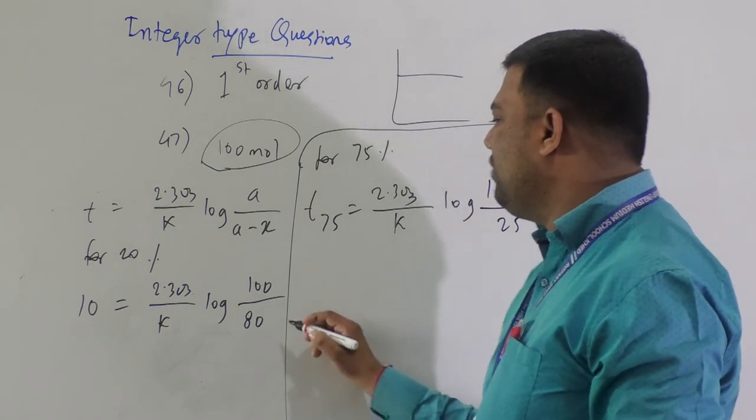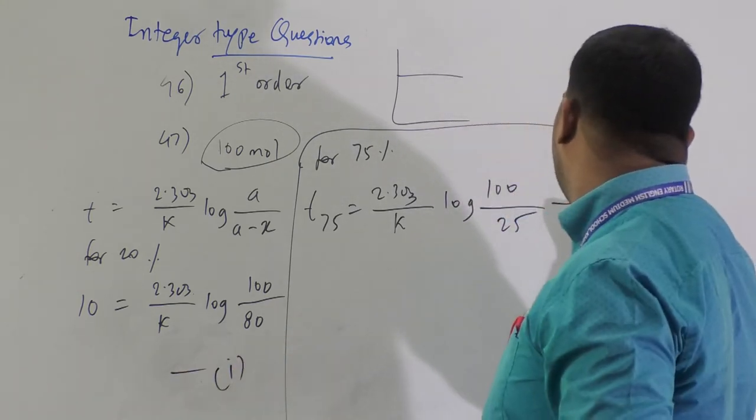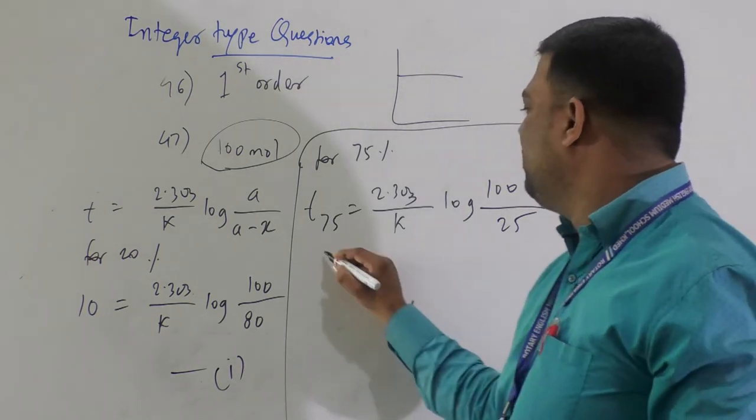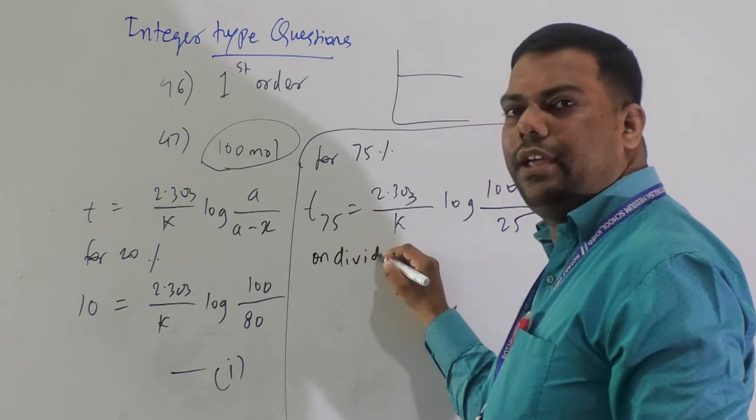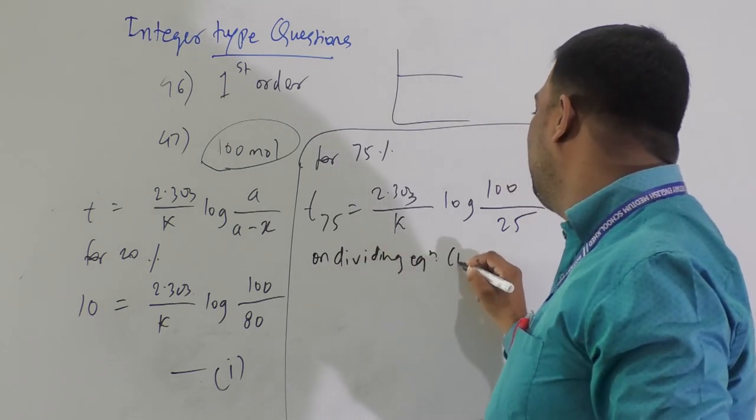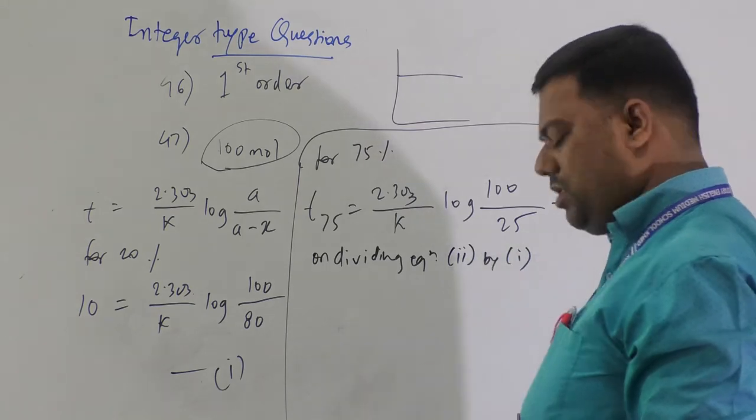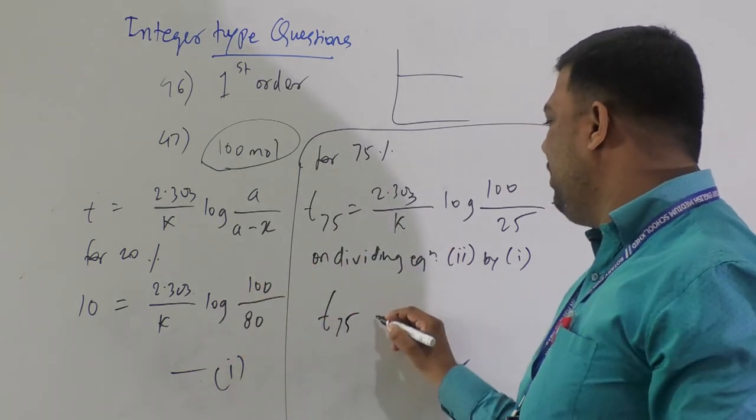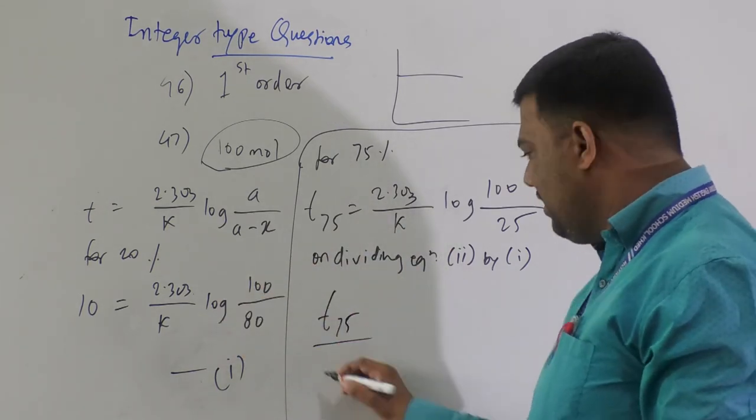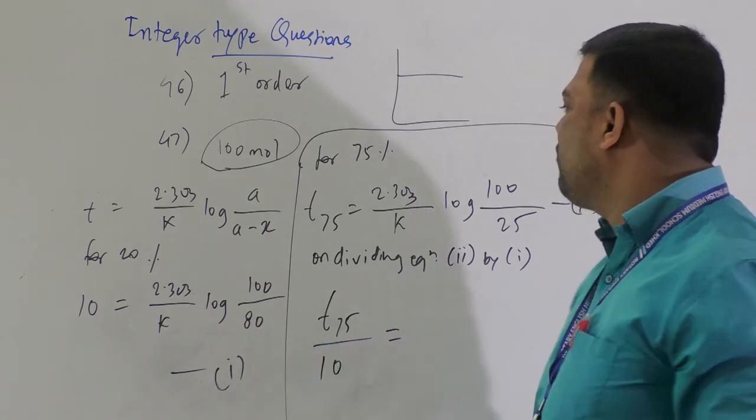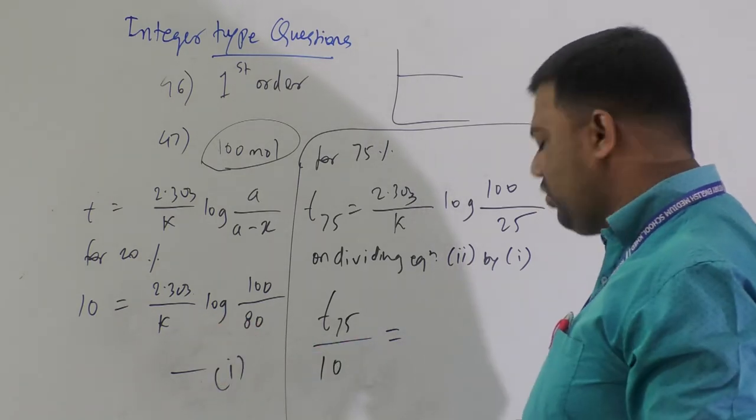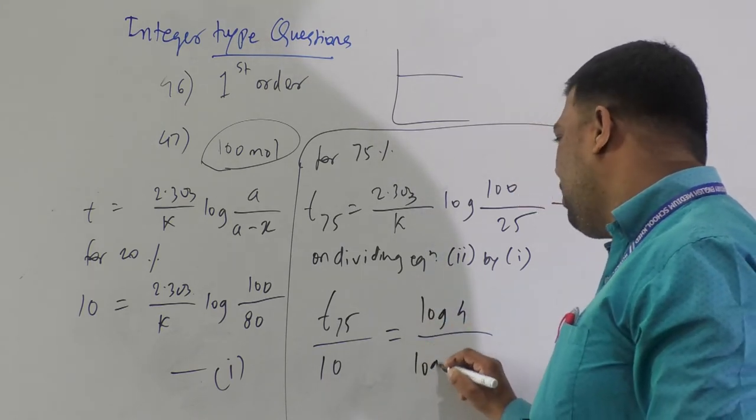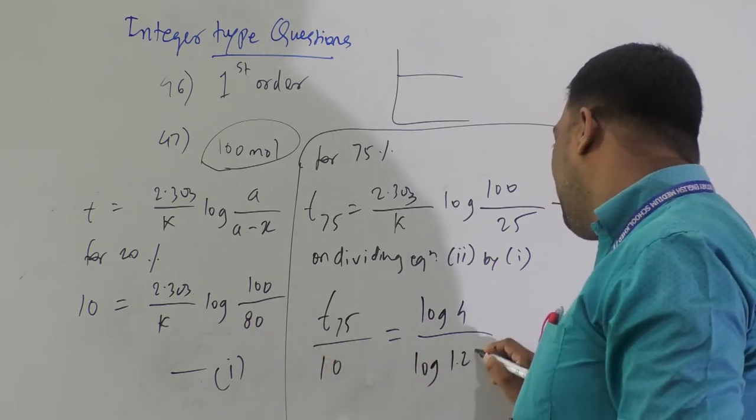So, beta, suppose this is equation 1 and this is equation 2. On dividing equation 2 by the first equation, what will you get? This thing will cancel out. T 75 divided by T 10 equals log 4 divided by log 1.25, since 100 by 25 is 4 and 100 by 80 is 1.25.